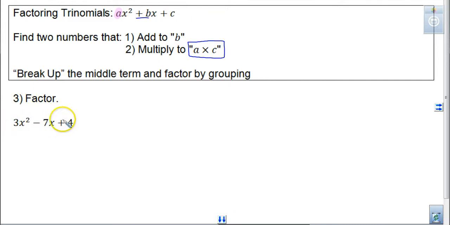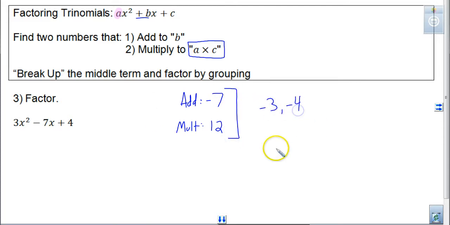Looking at this problem down here, I cannot common factor it. I'm always going to look for that first. I need two numbers that add to negative 7, but those two numbers don't have to multiply to 4. They have to multiply to 3 times 4, which is 12. So two numbers that multiply to positive 12 and add to negative 7, I know those two numbers must both be negative. That will be negative 3 and negative 4.